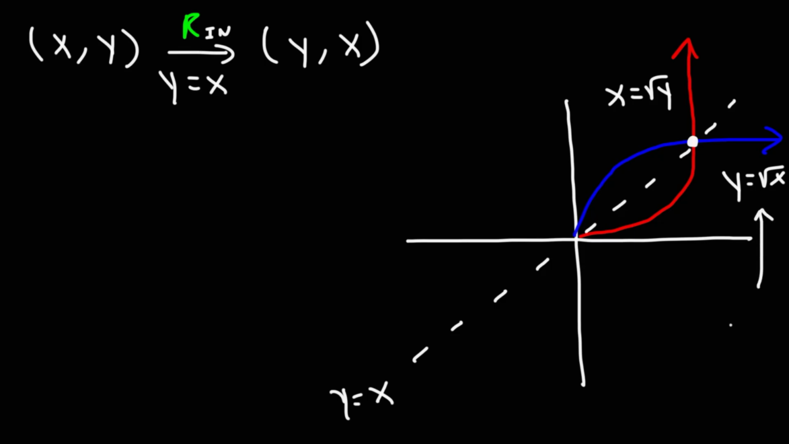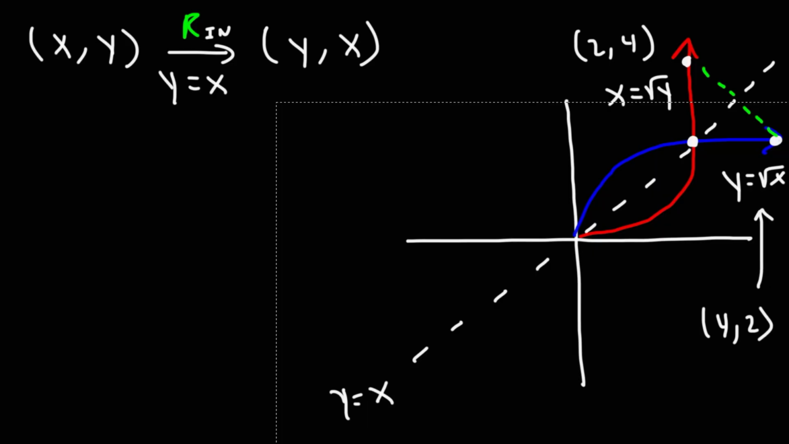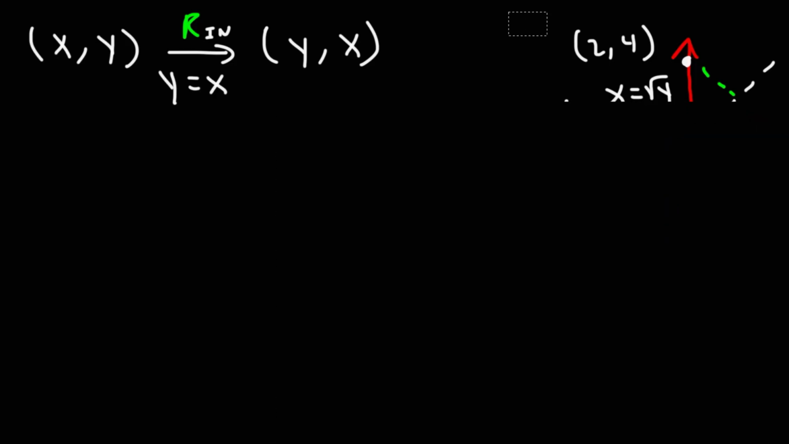The blue graph has the point 4, 2. When x is 4, y is 2. And that's going to be somewhere over here. The red graph has the point 2, 4. When y is 4, x is 2. The square root of 4 is 2. And you can see those 2 points, they're equidistant from the line y equals x. So that's what happens when you reflect a point across the line y equals x. To get the new point, all you need to do is switch x and y.